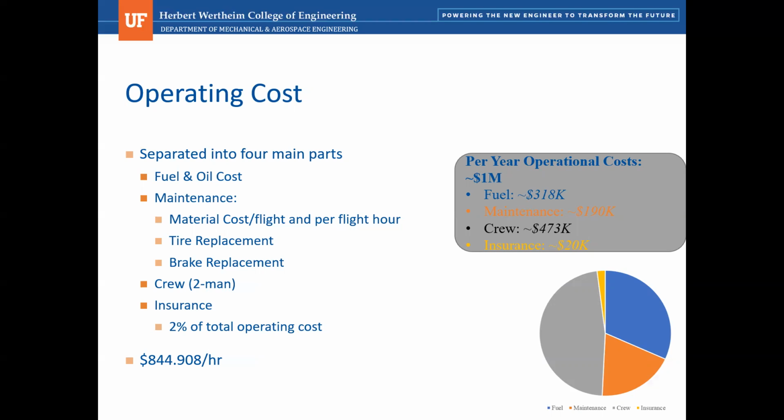After calculating all of these, that gives us about a $1 million operational cost over the year, with the crew actually holding the most weight in this cost. When divided by the amount of hours that we're flying, that gives us $844.91 an hour to fly this aircraft. When comparing to other similar aircraft of our type, they usually range around $1,000 or a little bit more. So that puts us at a competitive advantage over our competitors.